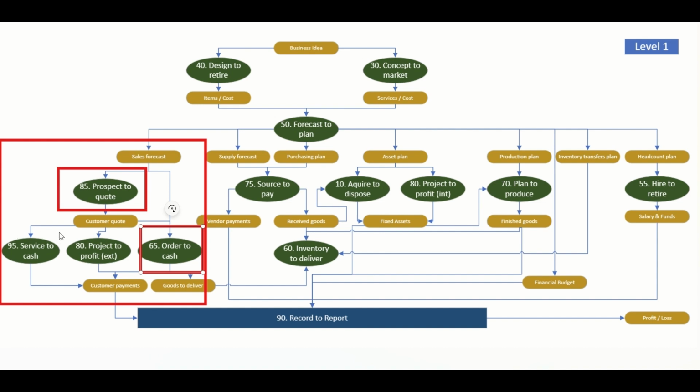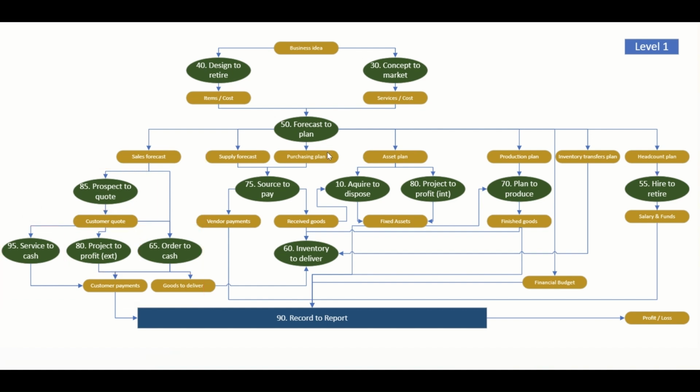The project-to-profit scenario, ID 80, is designed for the sale of unique products delivered as projects. The service-to-cash scenario, ID 95, is intended for registering service activities provided to the customer in the system. Each of the aforementioned processes results in completed sales orders and received customer payments.